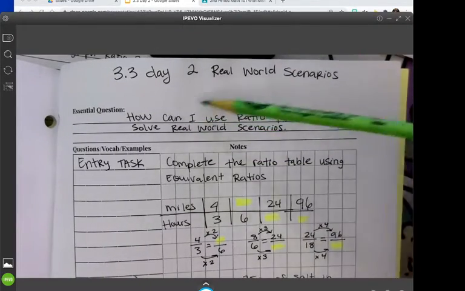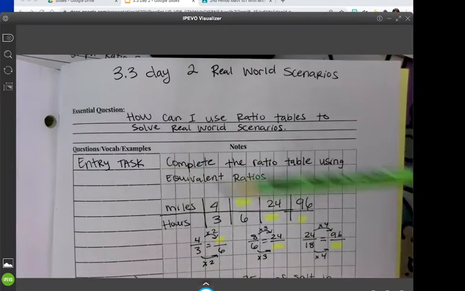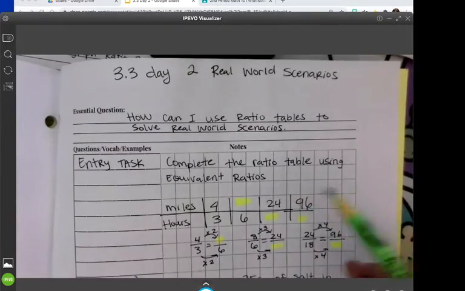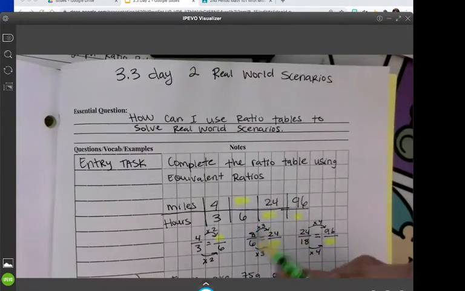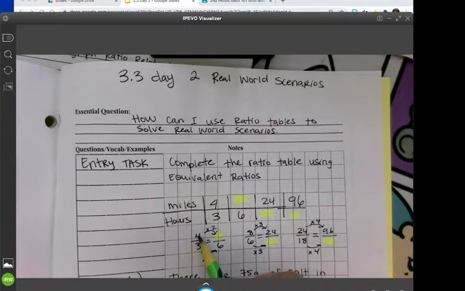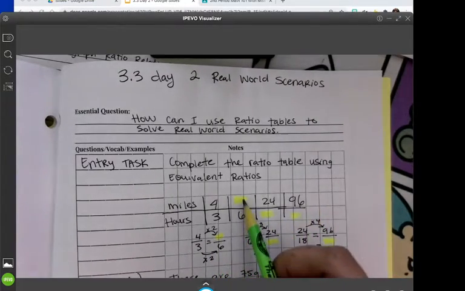Essential question, how can I use ratio tables to solve real-world scenarios? Here's your entry task. Please complete the ratio table using equivalent ratios. We have miles and we have hours, and we have these 3 blank spots right here. So the one that is given is 4 to 3. So you want to start with 4 to 3. And because everything in here is equivalent, we know that it is equal to blank to 6.